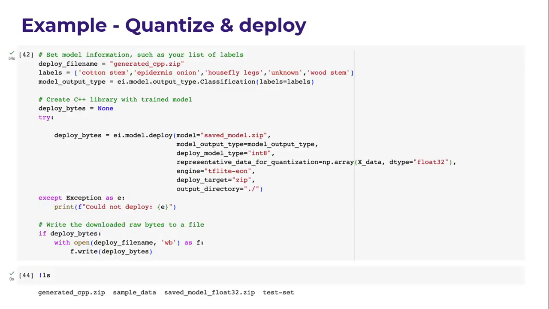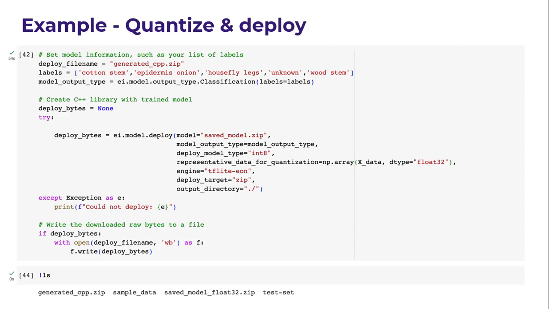And then I label, so I name my generated format, what I'm expecting, so generated C++. I can set my label from here. So here the labels are cotton stem, epidermis onion, housefly legs, unknown, and wood stem. It's actually the labels that you can see on the microscope project. It's basically a classifier. And again, the type.